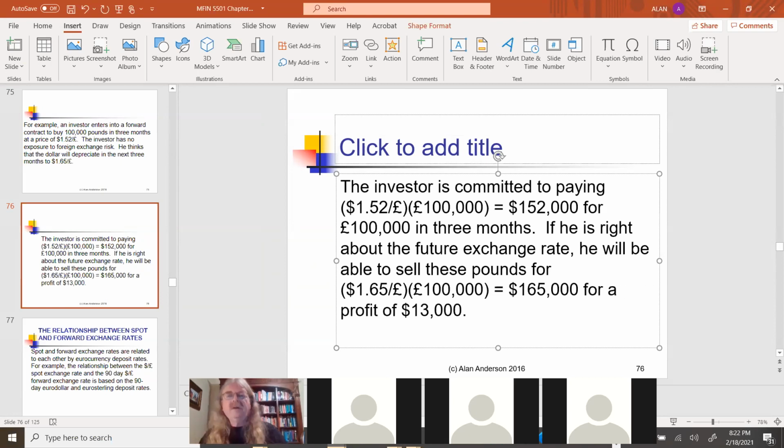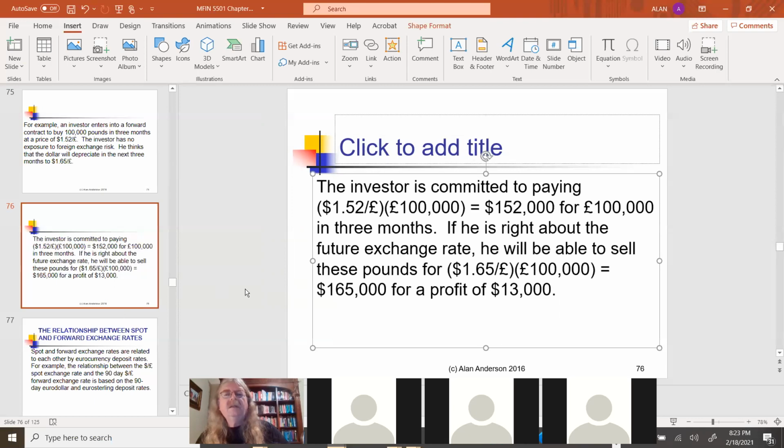So in other words, he's agreeing to buy them for $1.52. He's convinced that they're going to be at $1.65 in 3 months. And so he does this contract, and what do you know? He's making all this money because he was right. So that means then the following.